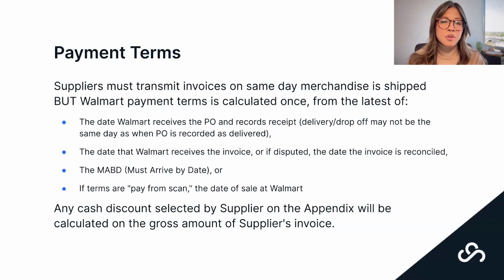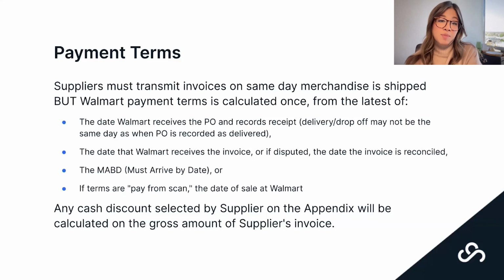So for example, if you hear terminology like 2% 30 net 60, and you're like, I've heard that before, I have no idea what that means. Essentially, what you're committing to with Walmart is that if they pay you within 30 days, they'll get a 2% cash discount. And if they don't, that's fine, but they have a total of 60 days to pay you. You can see on your supplier agreement what payment terms you've negotiated.